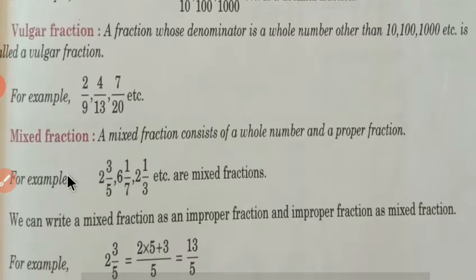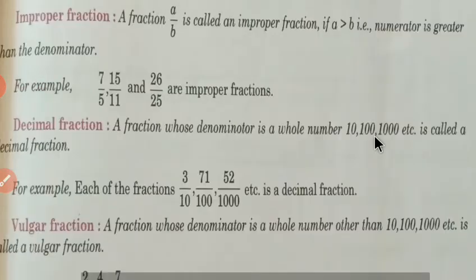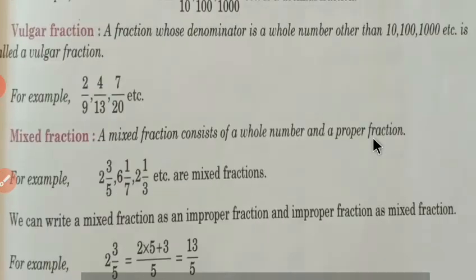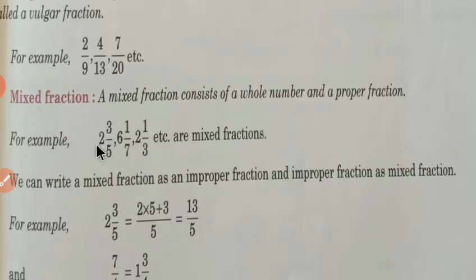Then mixed fraction. A mixed fraction consists of a whole number and a proper fraction both. Proper fraction means where the numerator is less than the denominator. So 2 is a whole number. It means there is no part. Whole means a complete number. 2, 3 upon 5. 6, 1 by 7. Here you can see 1 by 7 is a proper fraction as the numerator is less than the denominator. So mixed means which consists of both a whole number and a proper fraction.